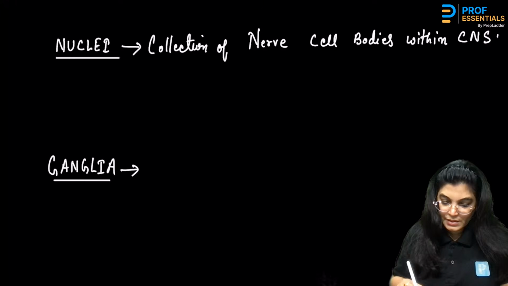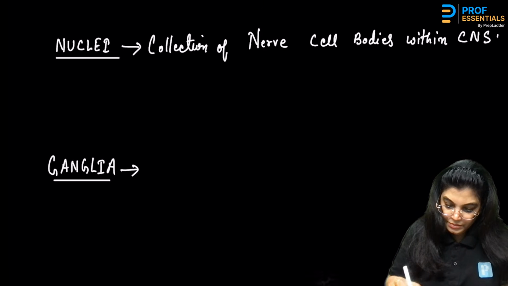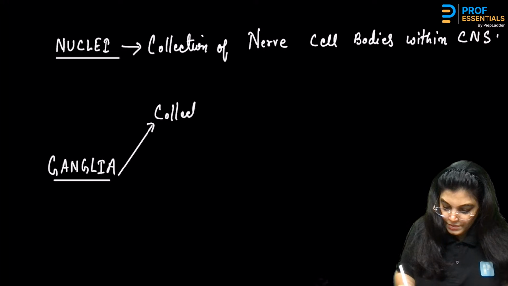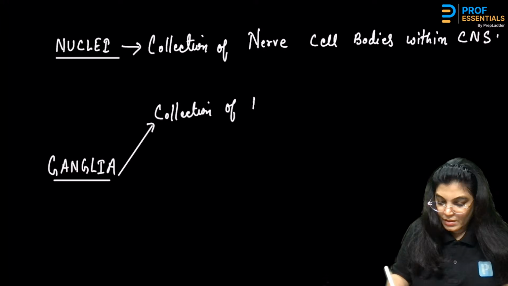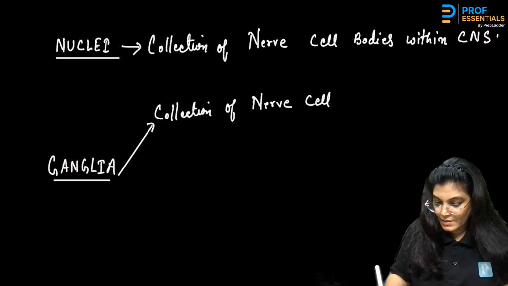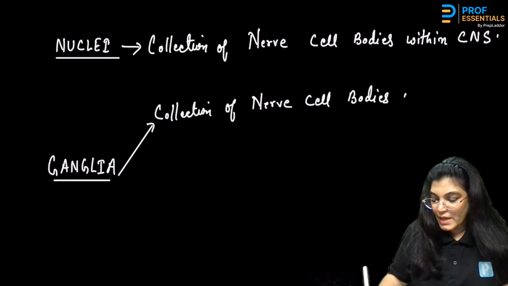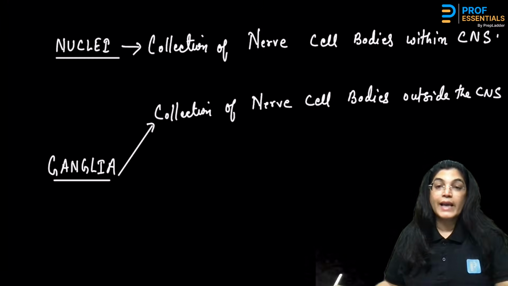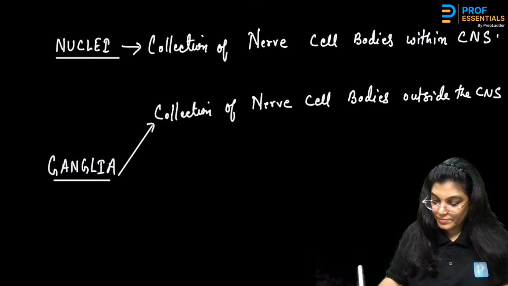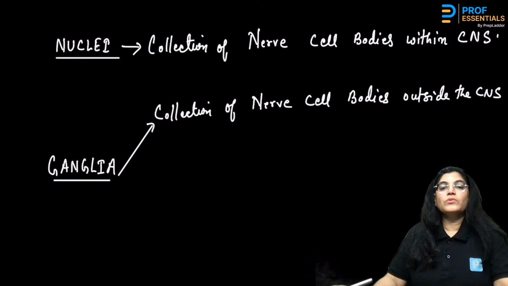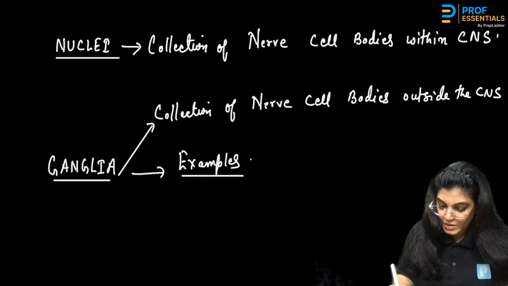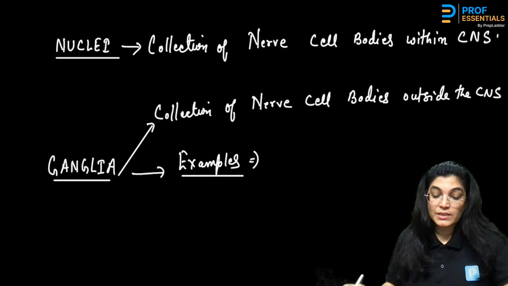And a collection of nerve cell bodies outside the central nervous system is called ganglia. Okay, now it's also important for you to know examples of ganglia, so it is not residing inside the central nervous system.